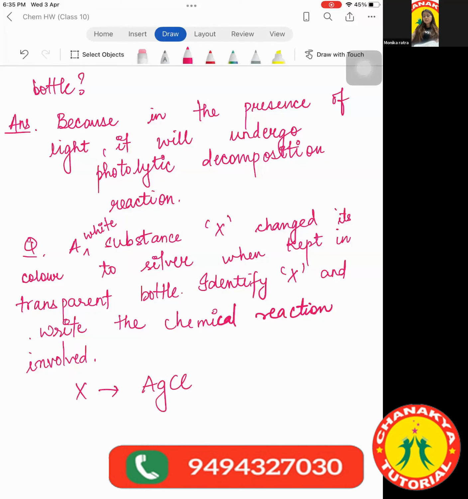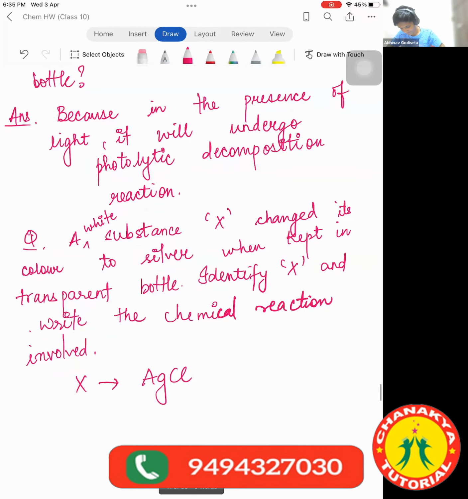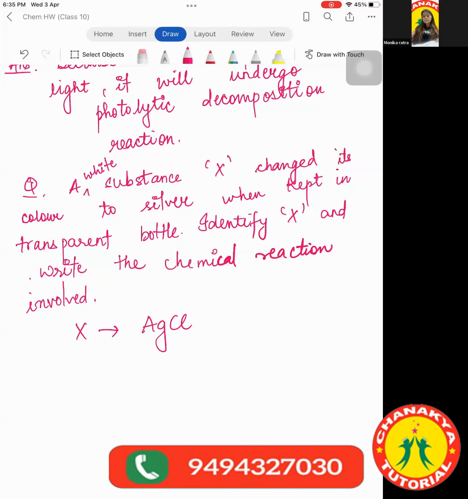And what will be the reaction? Who will tell me? It is not thermal decomposition, it is photolytic decomposition. Who will tell me the reaction? Ma'am, AgCl in the presence of light will give us Ag plus Cl2.